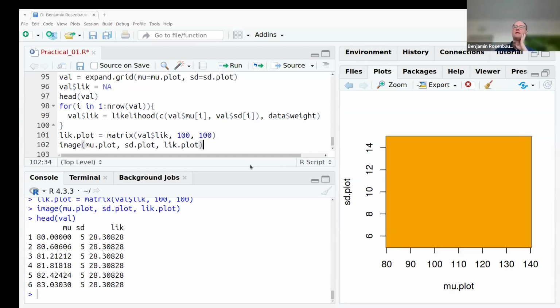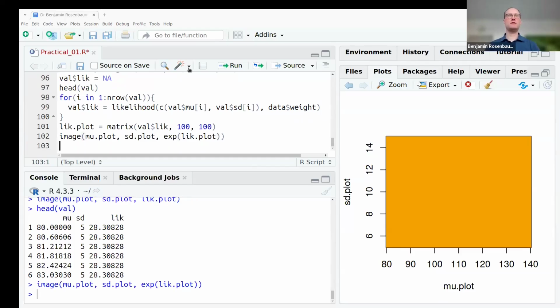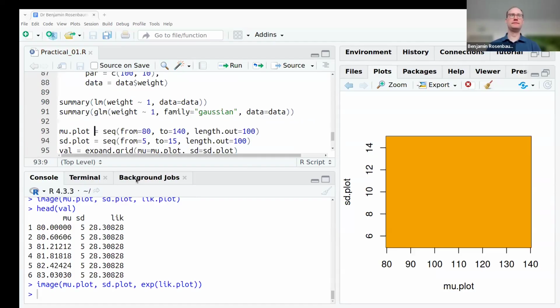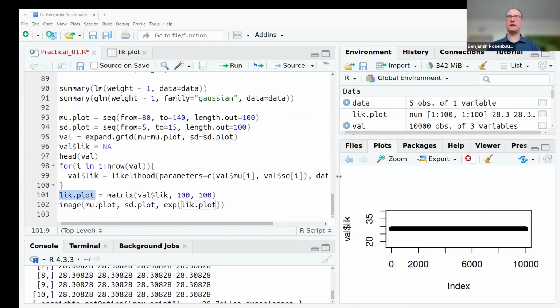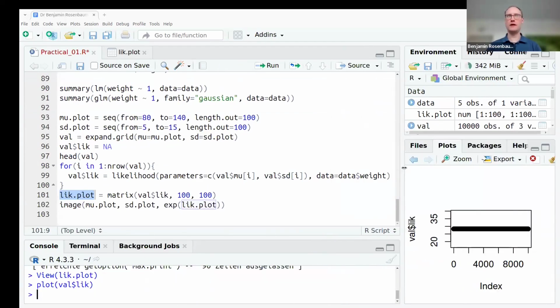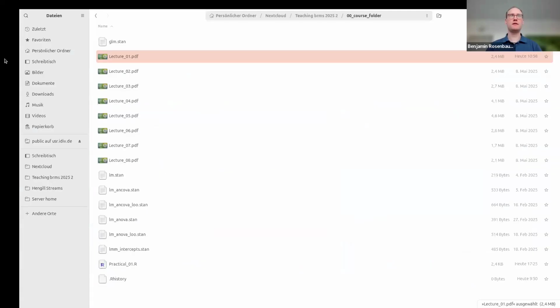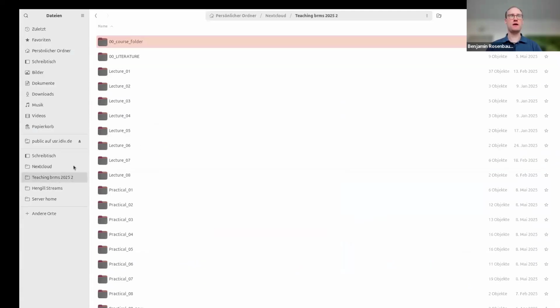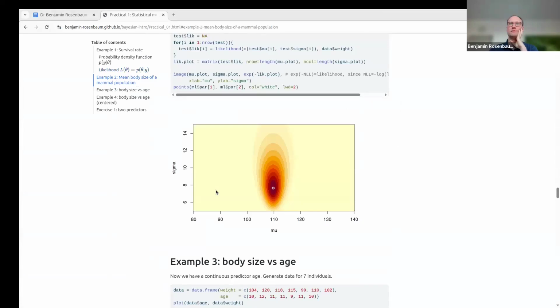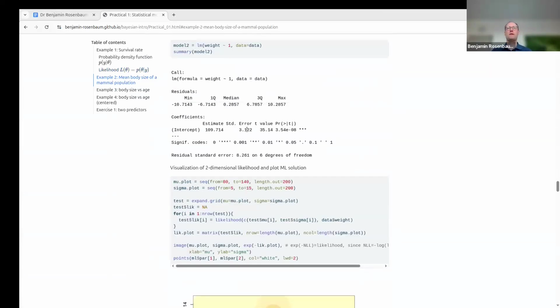Okay, so this is the negative log likelihood, but maybe I can switch this around by doing the exponential. No, okay, something is wrong here, I'm sorry. There must be some stupid error here, so for this part I will just quickly show you the solution. So this is how it looks like.